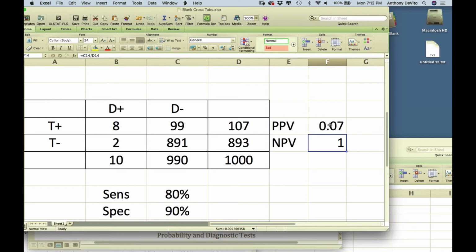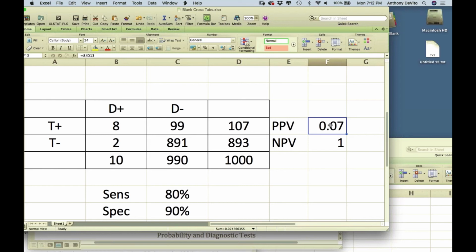Okay. So what happened to the positive predictive value? 7%. Most people that test positive, as a matter of fact 93% of the people that tested positive, don't have the disease. The test didn't change. The effectiveness of the test didn't change. Specificity didn't change. The sensitivity didn't change. What's the only thing that changed?